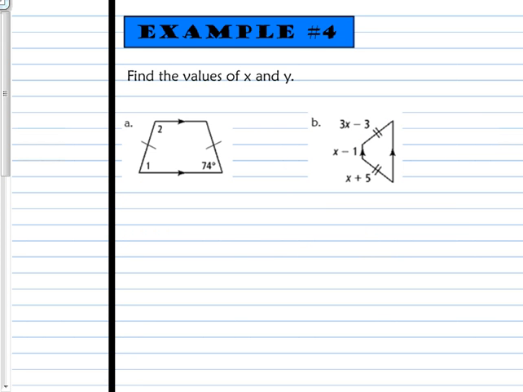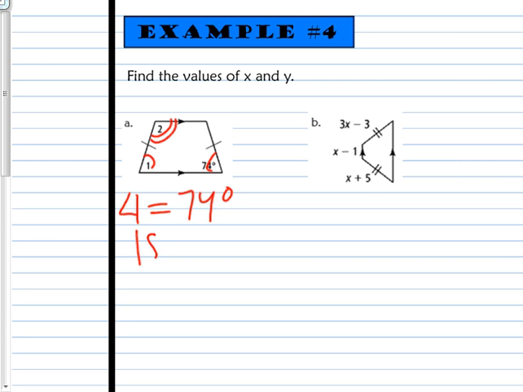Find the values of x and y. Now, this is an isosceles trapezoid, and I can tell that because it has a pair of congruent sides. So don't forget, their base angles are congruent. So that means that this angle is congruent to that angle. So angle 1 is also 74 degrees. And then angle 1 and angle 2 have to add up to how much? They have to add up to 180.